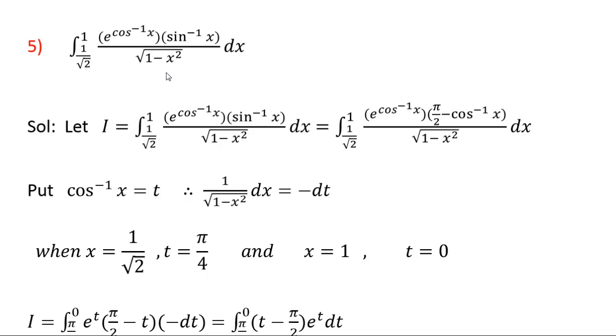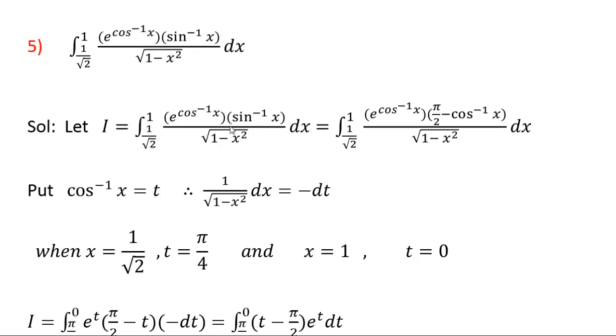Let me read the question. Integration of e raised to cos inverse x into sin inverse x upon root of 1 minus x square. So to evaluate this, different methods can be used, different substitutions can be used. Here one result from trigonometry is used. That result is sin inverse x plus cos inverse x is pi by 2.